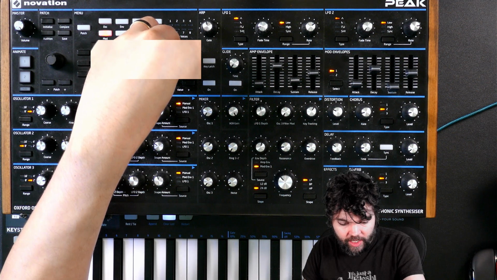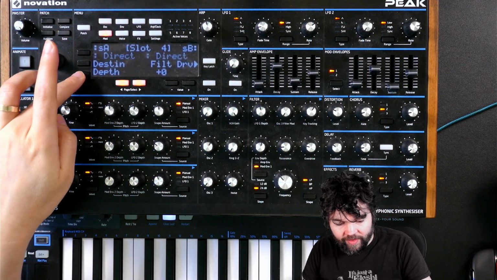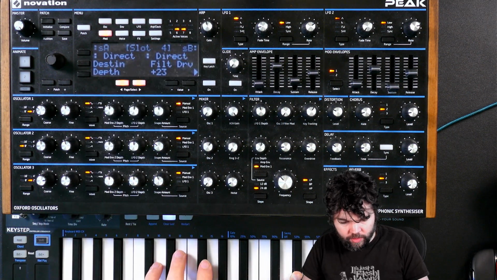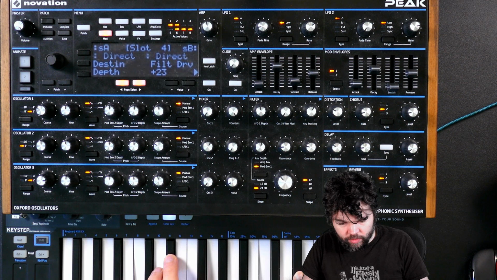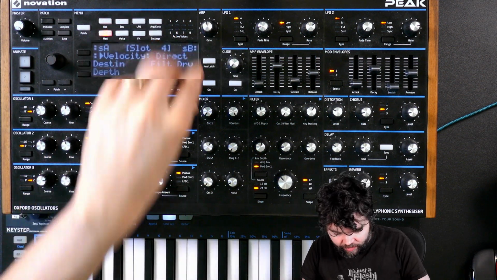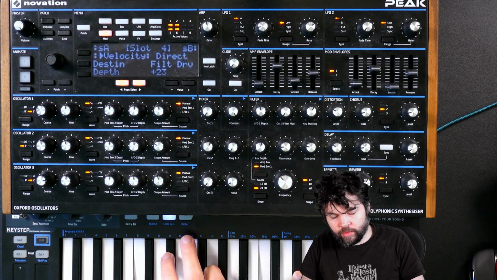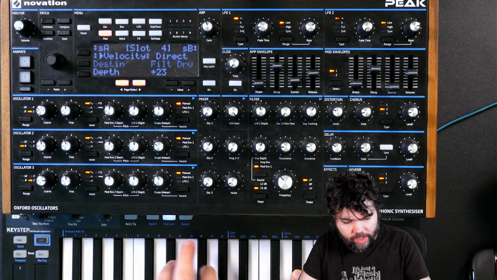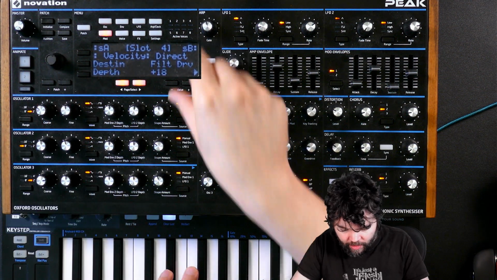So let's say we have what's called filter drive. So this will be the maximum level. Now I'm going to make that velocity sensitive. Maybe I did that a little much. Dial it back.